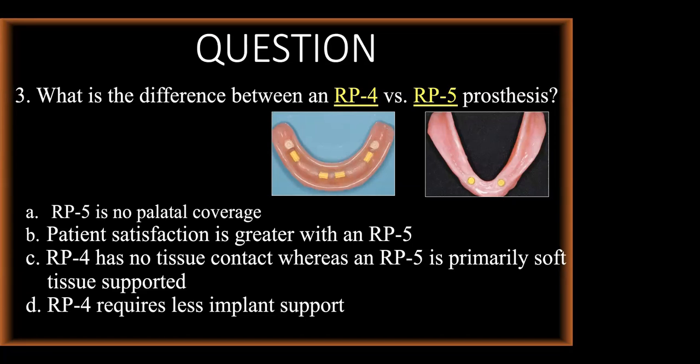So that leads us to the question. We talked about the 2 types of prosthesis, the RP4 and the RP5. What is the major difference between an RP4 and an RP5? An RP5 has no palatal coverage. Patient satisfaction is greater with an RP5. RP4 has no tissue contact, whereas an RP5 is primarily soft tissue supported. RP4 requires less implant support, meaning fewer implants.